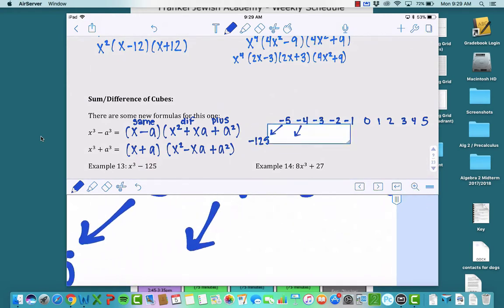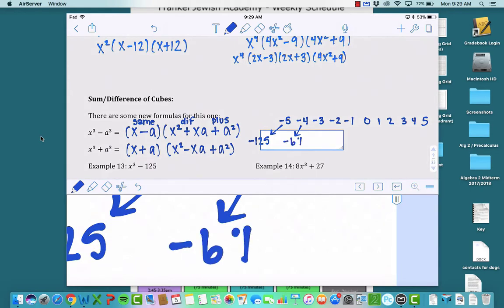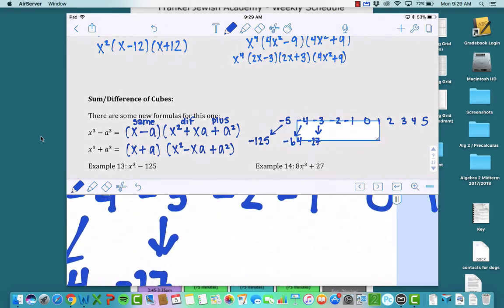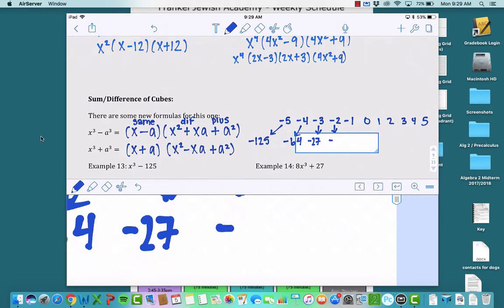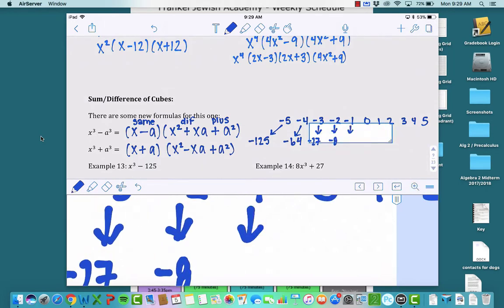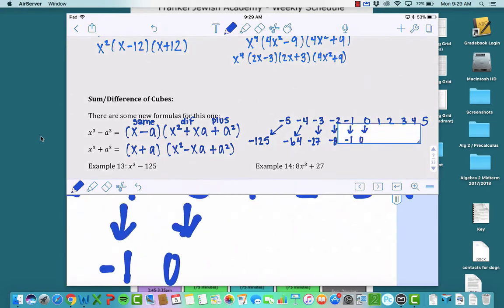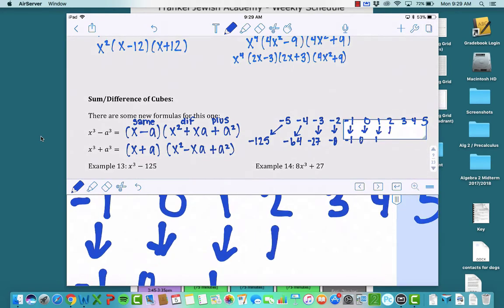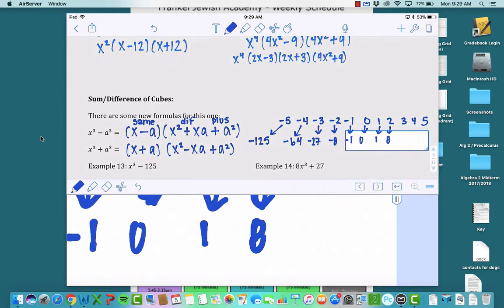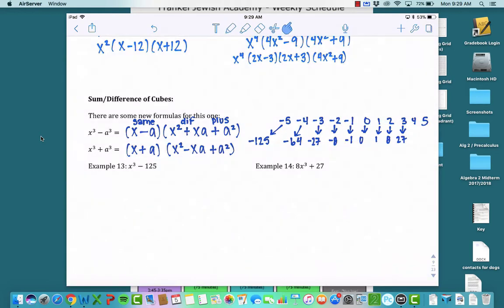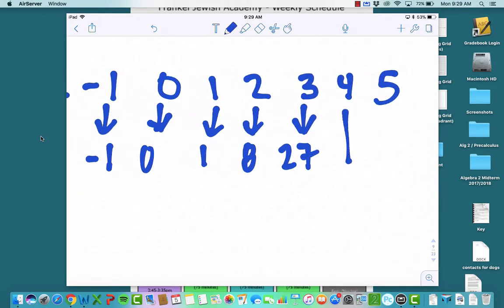Negative 4 cubed is negative 64. Negative 3 cubed is negative 27. Negative 2 cubed is negative 8. Negative 1 cubed is negative 1. 0 cubed is 0. And then just the reverse. 1 cubed is 1. 2 cubed is 8. 3 cubed is 27. 4 cubed is 64. And 5 cubed is 125.